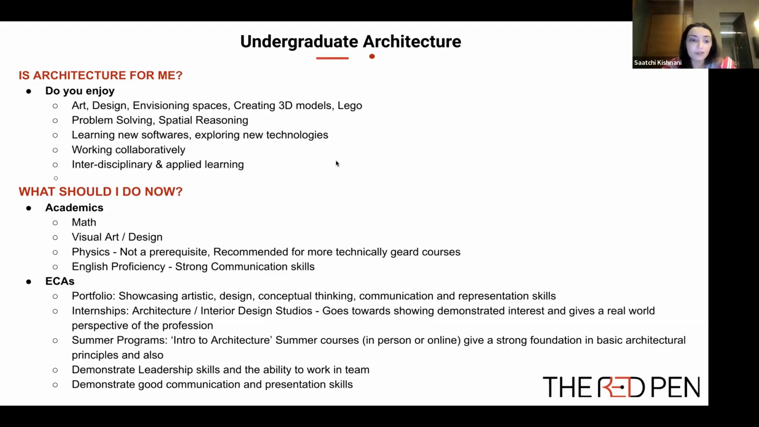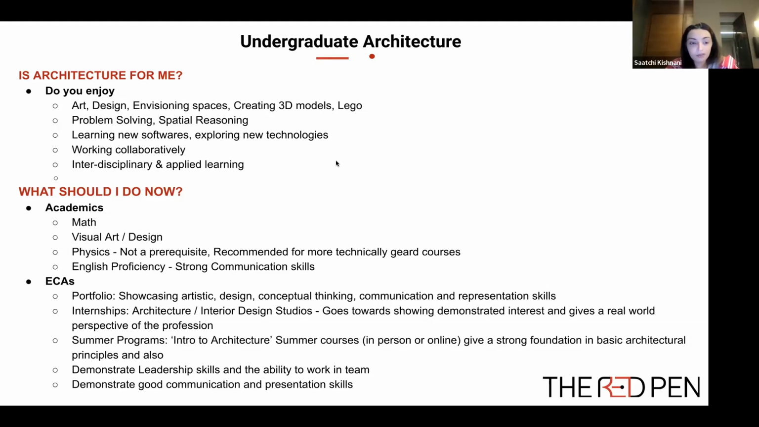So exploring new technologies, working in teams is really important, because almost always after your 3rd year, from your 3rd year to your 5th year onwards, you're going to be working in teams. And it's a lot more difficult than it actually sounds, because you're designing with someone else and arguing and debating and constructively putting together a project with someone else.